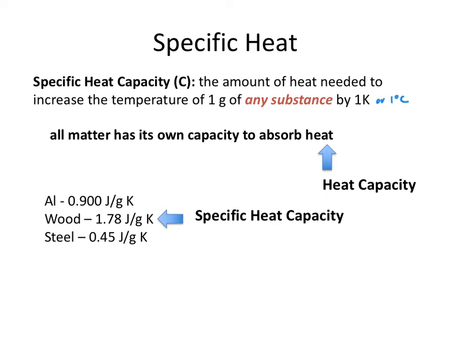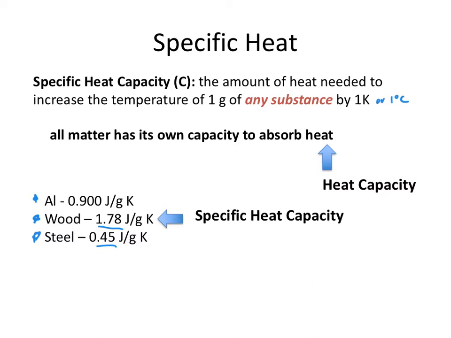Okay, and so if we look at a few examples, we have 3 different examples here. We have aluminum, wood, and steel. You can see that aluminum has the ability to absorb 0.9 joules of heat energy in a gram, and that would only cause that 1 gram of aluminum to increase by 1 Kelvin. Then with wood, obviously the number of joules that it can absorb before that temperature change occurs in that 1 gram sample is a little higher. And if we look at steel, obviously it's lower than both of the previous examples.